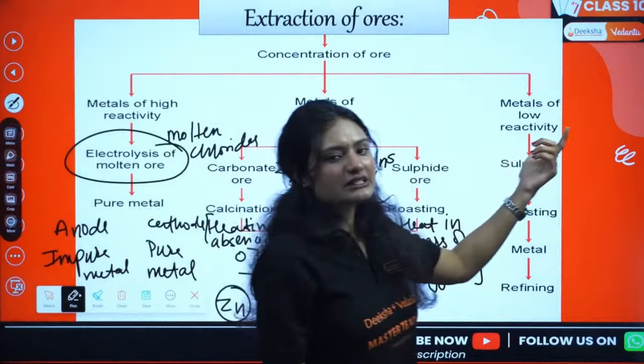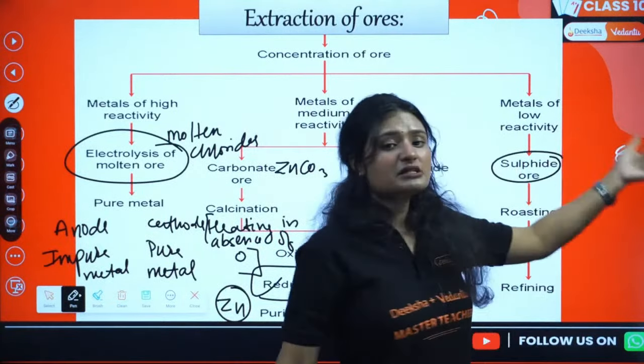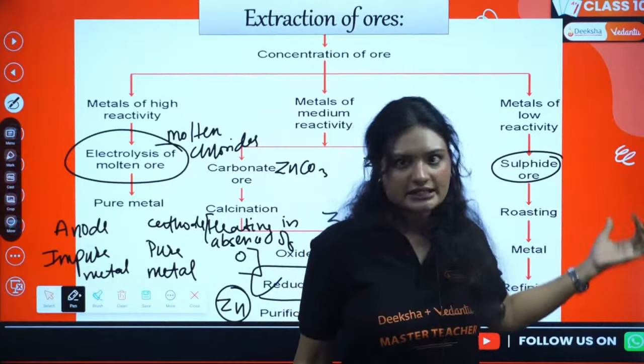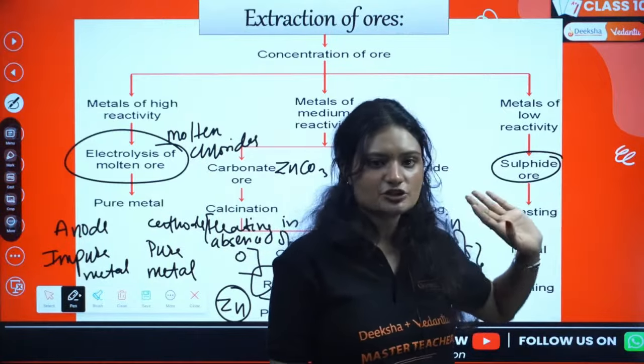Now, metals of low reactivity, you do not need to worry much. They will exist as sulfide ore. And then you have metals of no reactivity. They will exist in their native state. So you just need the purification only. You just need to refine them and you will get your metal.